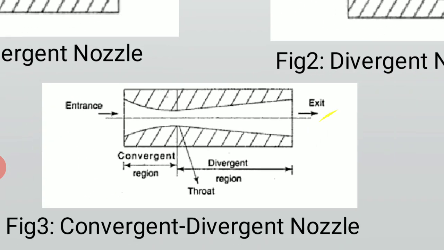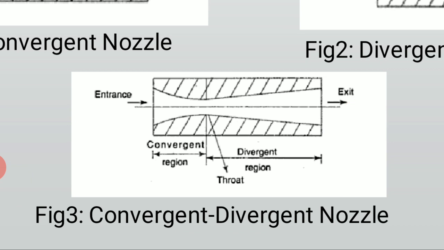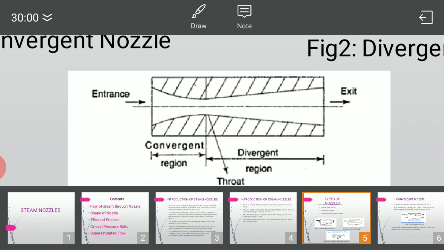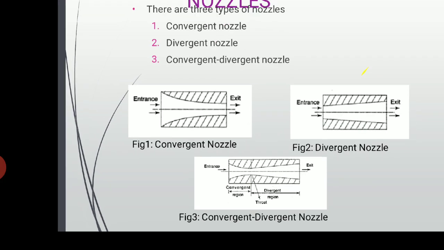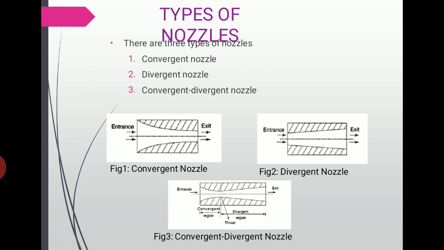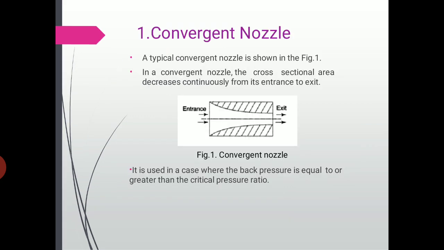Okay. Then this is called the convergent divergent nozzle. You can see the different parts. This region is called the convergent region, and this is called the throat section. The remaining part is the divergent section at the exit. So this is a brief look at the types of nozzle and how the shapes of nozzles are provided. Let us talk about the convergent nozzle.